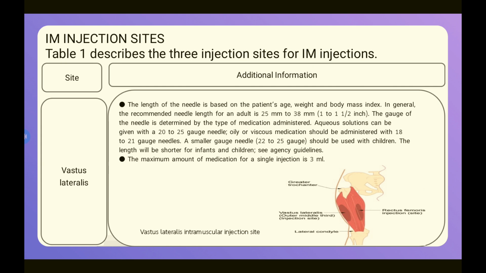A smaller gauge needle between 22 to 25 gauge should be used with children. The length will be shorter for infants and children. See your agency policy. The maximum amount of medication for a single injection is 3 milliliters.